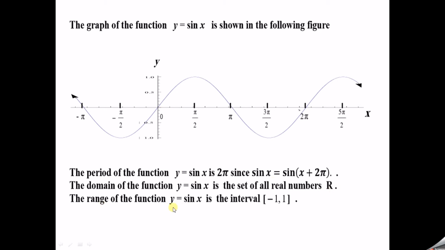And the range of the sin x function is the closed interval -1 to 1, because the maximum value of sin x is +1 and the minimum value of sin x is -1. So sin x always lies between -1 and +1. This curve always lies between -1 and +1. So for y values, the range is the closed interval -1 to +1.